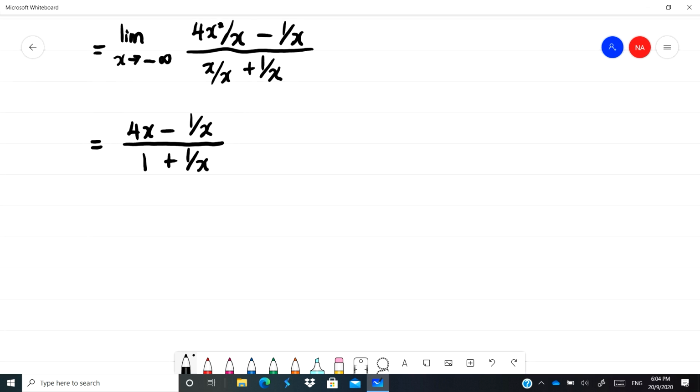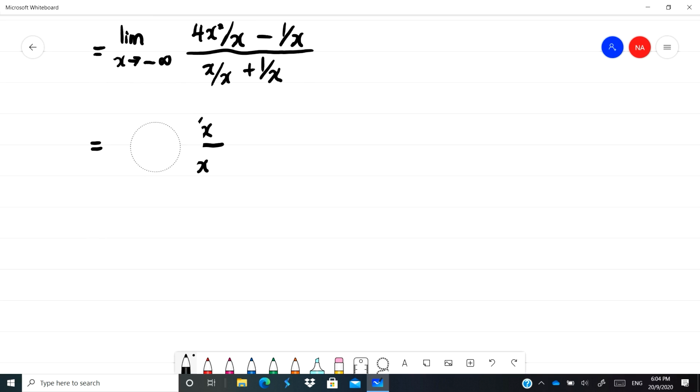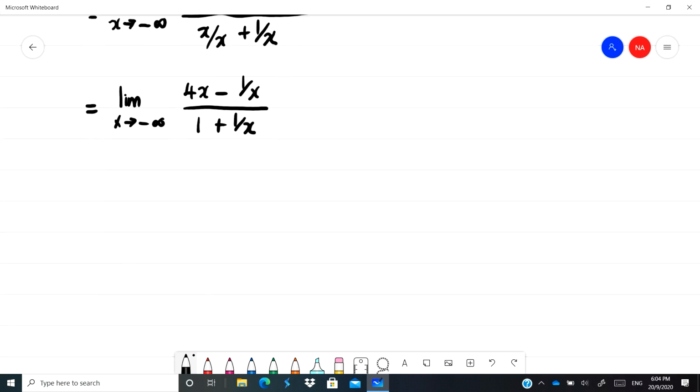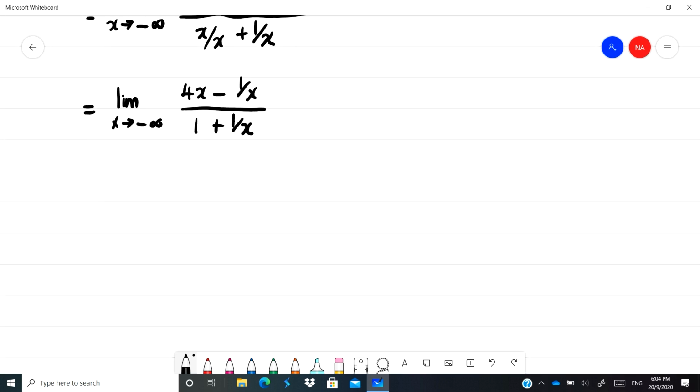Now we're going to substitute. I'm leaving this as the limit as x approaching negative infinity because we have not substituted the value of x with negative infinity yet. So 4x minus 1 over x, over 1 plus 1 over x. Now we're going to substitute the value of x with negative infinity. We'll have 4 multiplied by negative infinity, minus 1 over negative infinity, over 1 plus 1 over negative infinity.